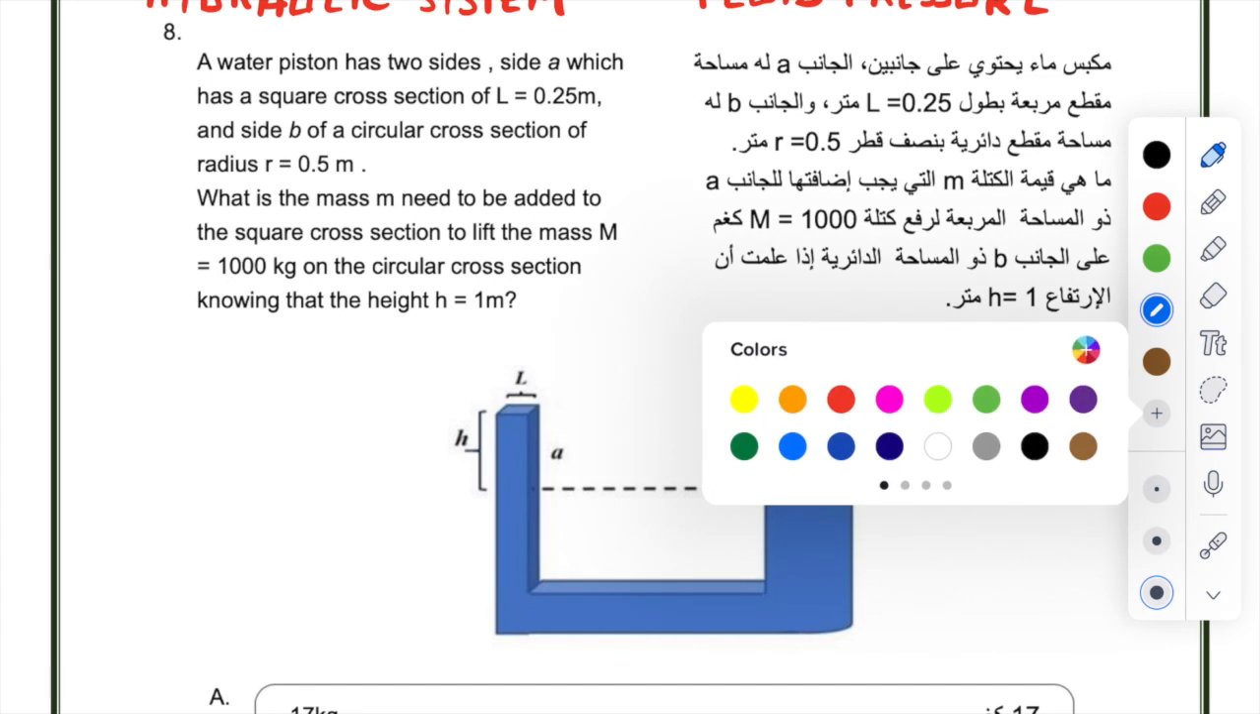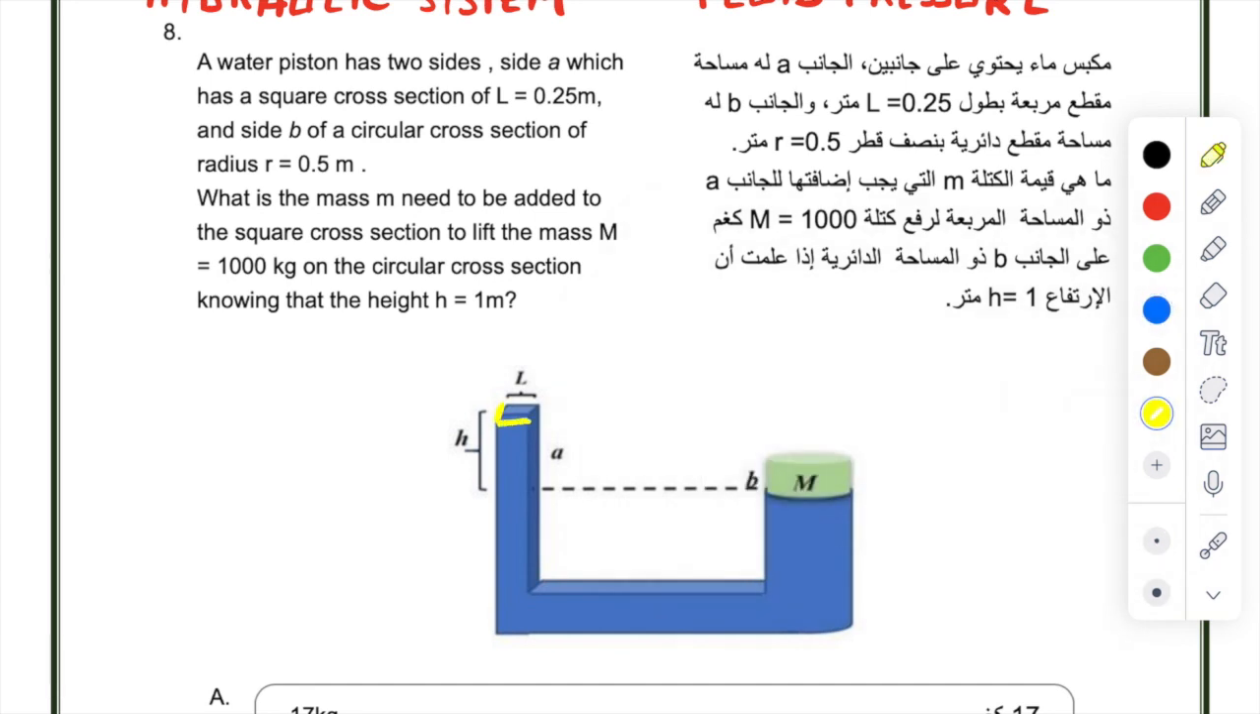So here I need to add a small mass, let's say a yellow small mass here, of mass small m, that needs to be added to the square cross-section to lift the mass capital M, which is equal to 1000 kilograms on the circular cross-section, knowing that the height is 1 meter. Now these two points are on the same line, so basically the pressure on the two points A and B is equal. Now let us express the pressure on each side.